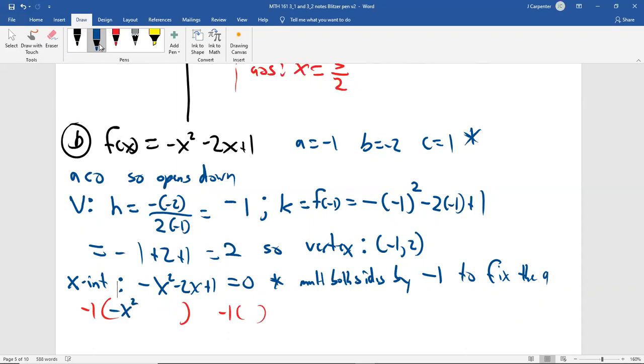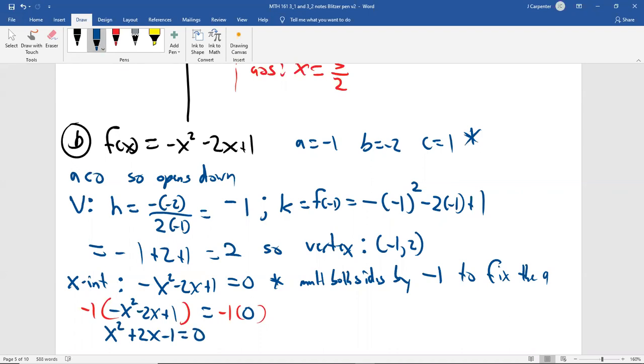Now, this is not the only way to get this job done. You could also divide both sides by negative 1. Or you could just move everything to the other side by adding x squared and adding 2x and then subtracting 1 on both sides. That's three different ways to get this task done. And once you do that, you'll have positive x squared plus 2x minus 1 equals 0.